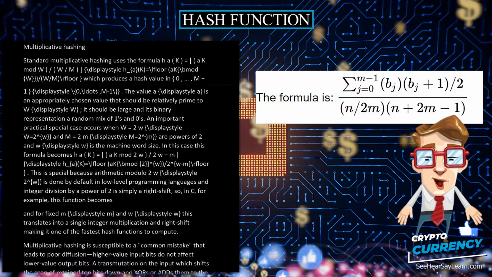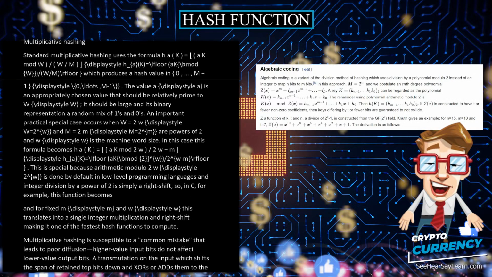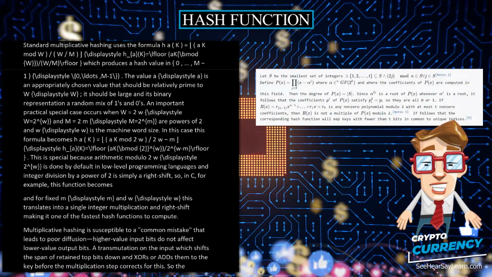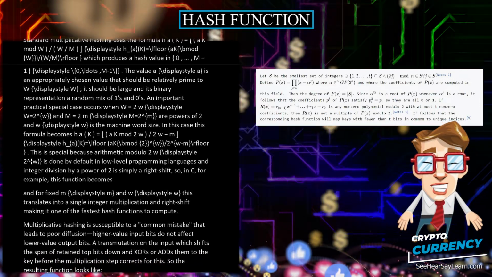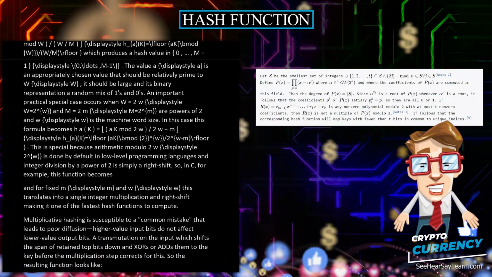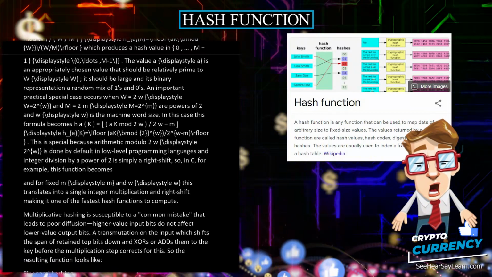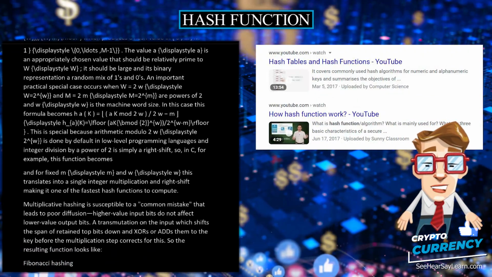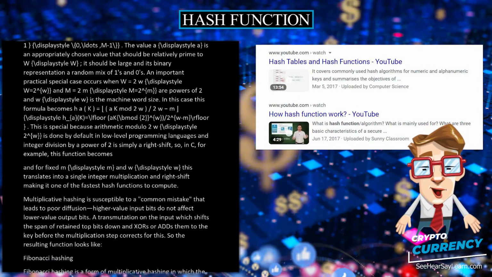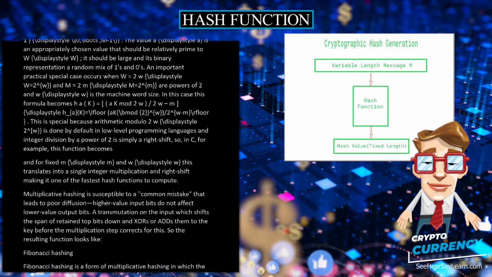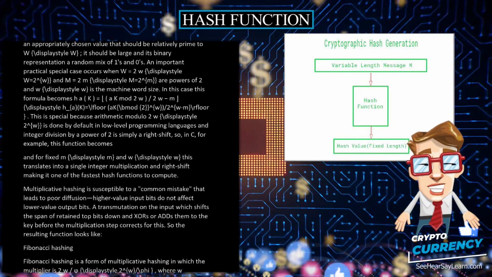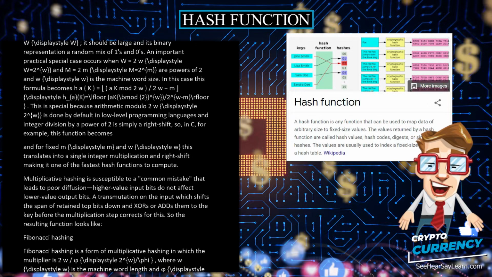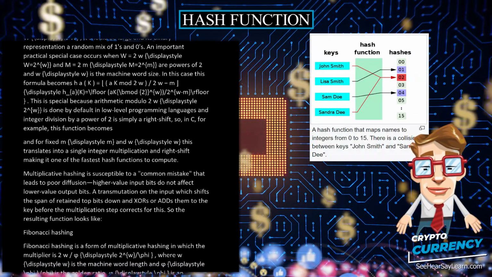This is special because arithmetic modulo 2^w is done by default in low-level programming languages, and integer division by a power of 2 is simply a right shift, so, in C, for example, this function becomes the following. And for fixed m and w, this translates into a single integer multiplication and right shift, making it one of the fastest hash functions to compute.